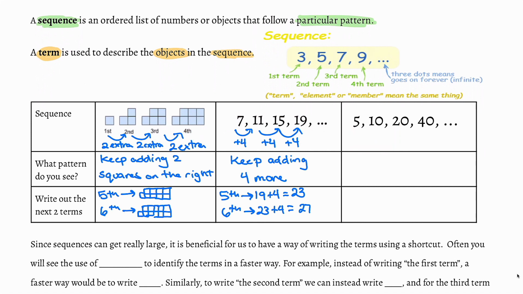In this case, the pattern looks like they're doubling each time. So we're going to multiply by 2 because 5 times 2 gives me 10, and then 10 times 2 gives me 20. 20 times 2 gives me 40, and it looks like this is working out. Okay, so just because you see something works for the first one, you got to check to make sure it works every single time. So what's the pattern? This thing keeps multiplying by 2.